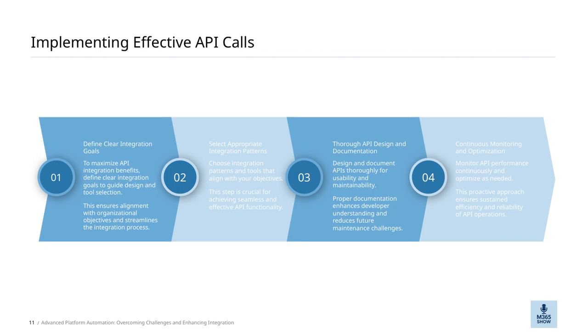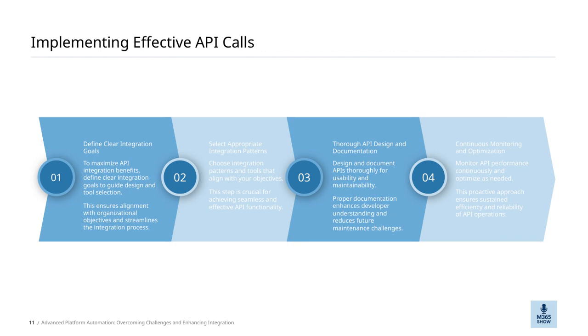Finally, continuous monitoring of your API performance is essential. By keeping an eye on how your APIs are performing and making optimizations when needed, you ensure their efficiency and reliability over time. This proactive approach is what keeps your automation robust and effective in the long run.